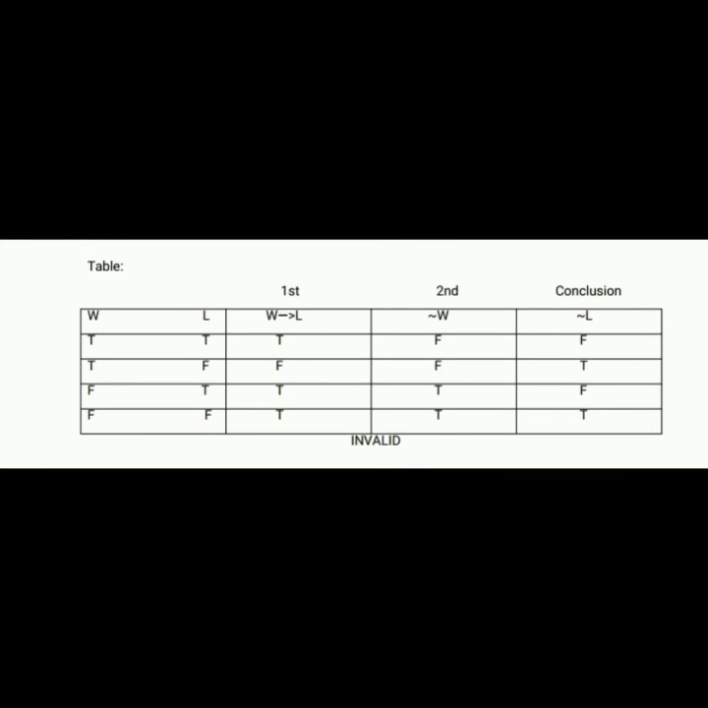This is the truth table of our argument. For W, we have true, true, false, false. And for L, we have true, false, true, false. For our first premise, we have true, false, true, true. And our second premise, we have false, false, true, true. And our conclusion, we have false, true, false, true. And this is invalid.